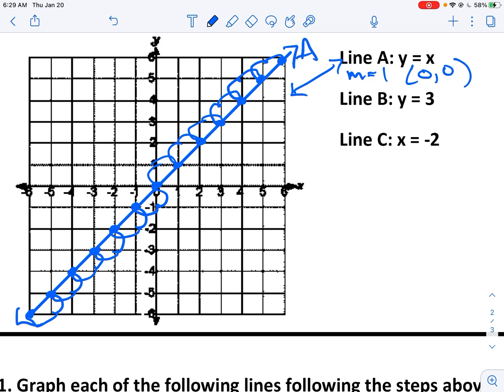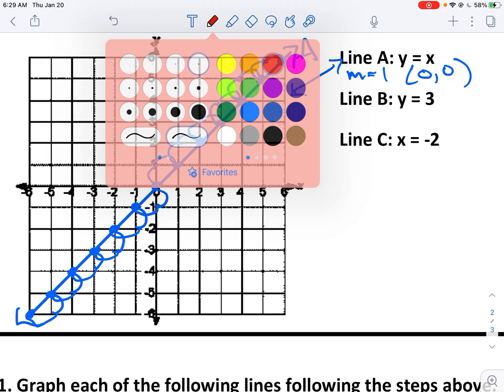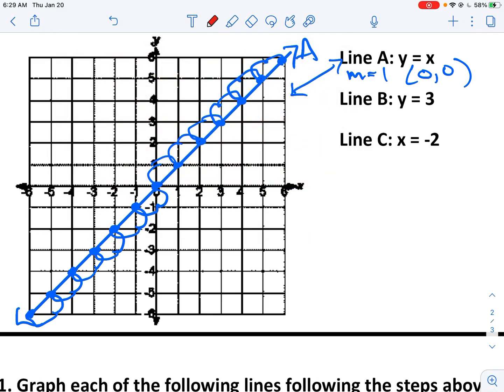And this is A. Actually going to change colors. So y equals a number. Remember, hoy or oi. Okay, so y equals a number. That gets me a horizontal line. So I go to 3 when it's y equals 3, and I plot some points. That means it's going to be a horizontal line. So this would be B.